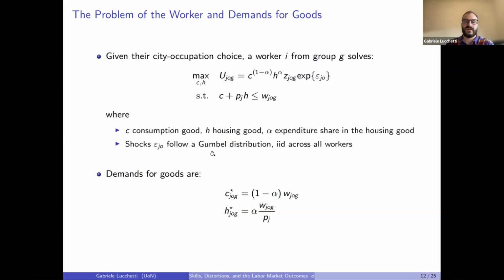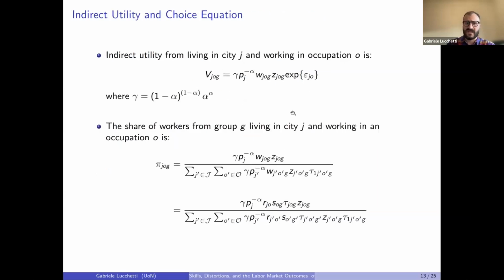Related to the previous questions, the taste shocks, I'm going to assume that they follow a Gumbel distribution and that they are IID across all workers. By solving this utility maximization problem, I end up with a demand for goods. By plugging them back into the utility function, I end up with an expression for the indirect utility for each worker from group G for living in a city J and working in an occupation O. As you can see, this indirect utility will depend on the housing prices, on a constant term, on the earnings of each worker, on the taste for living in a specific occupation and city, and on the taste shock.